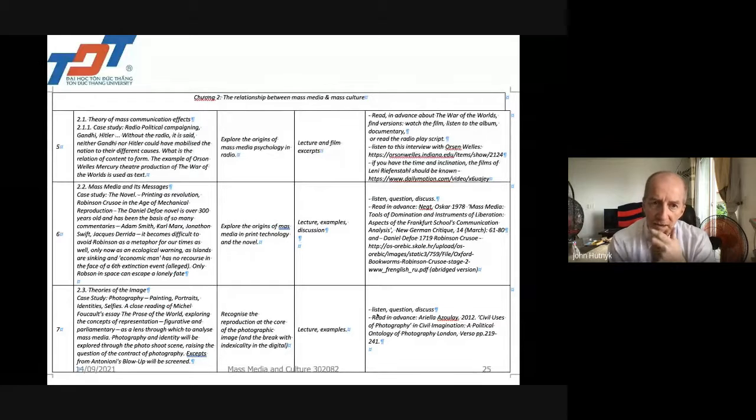So I want to look at that in a lot more detail, because it was one of the first great instances of mass psychosis caused by radio. So the first one is about radio. The second one is the mass media of print and the novel.